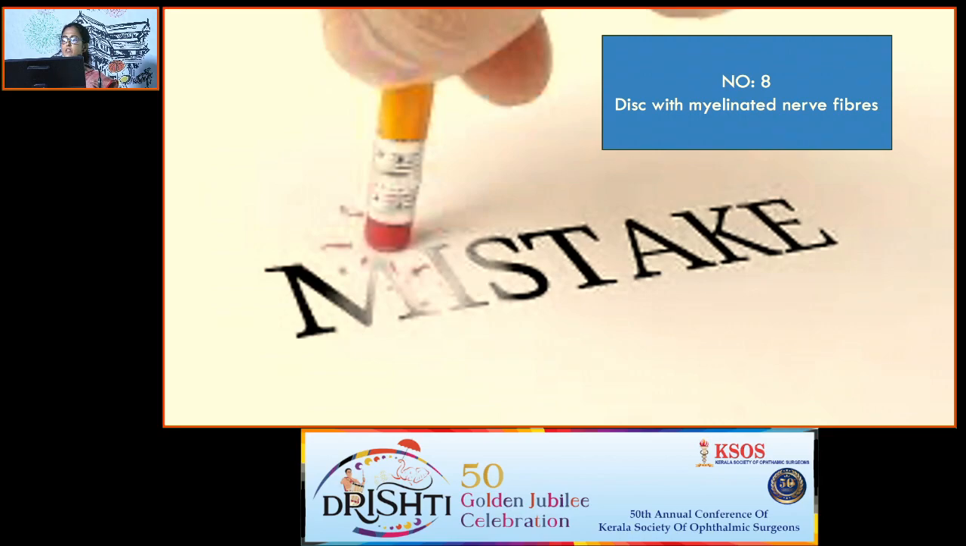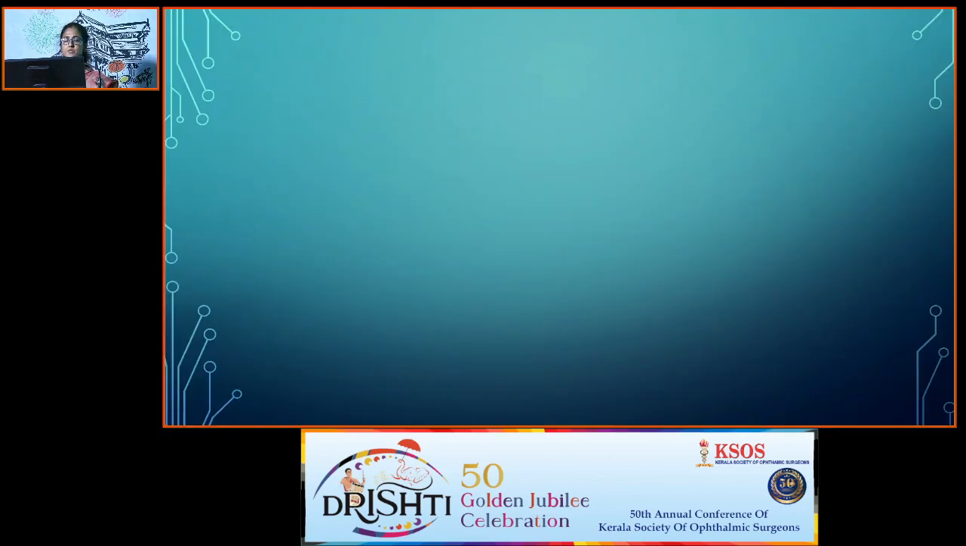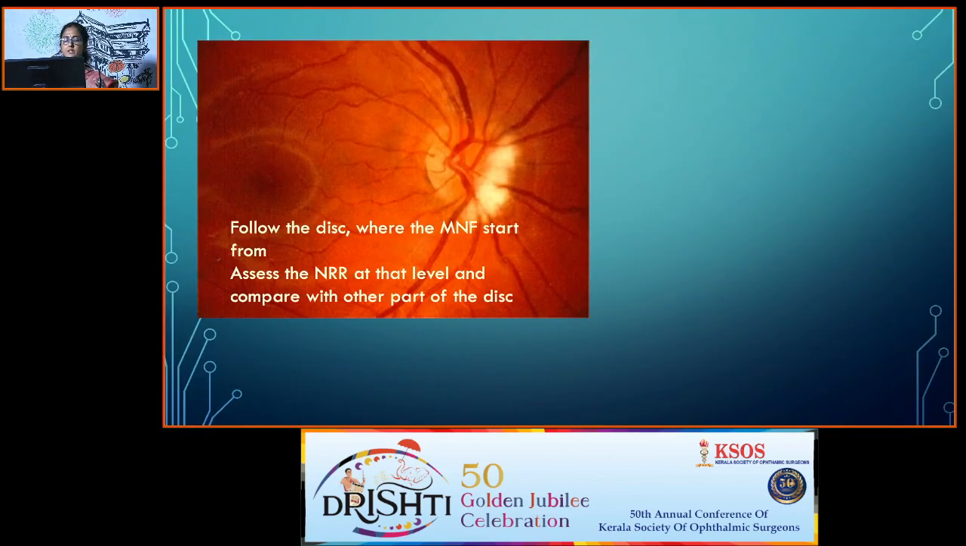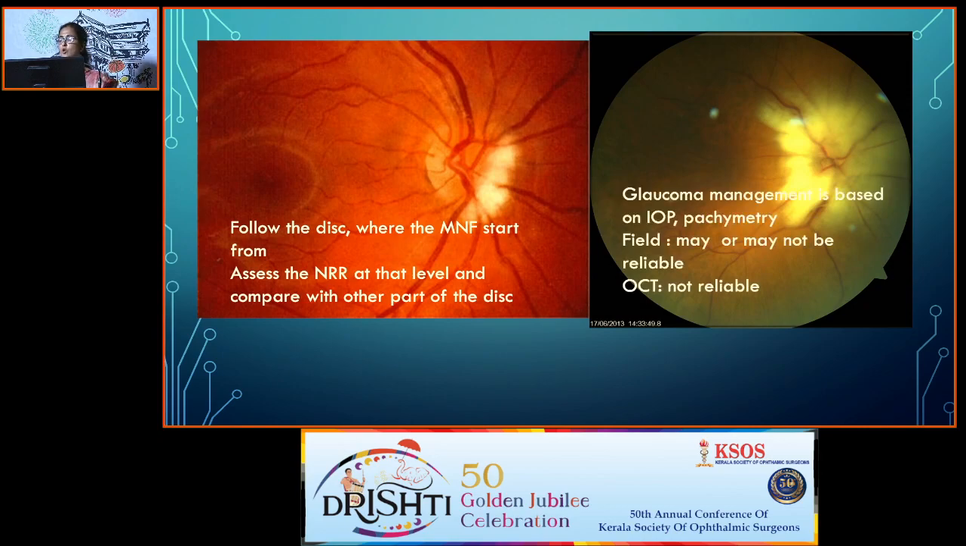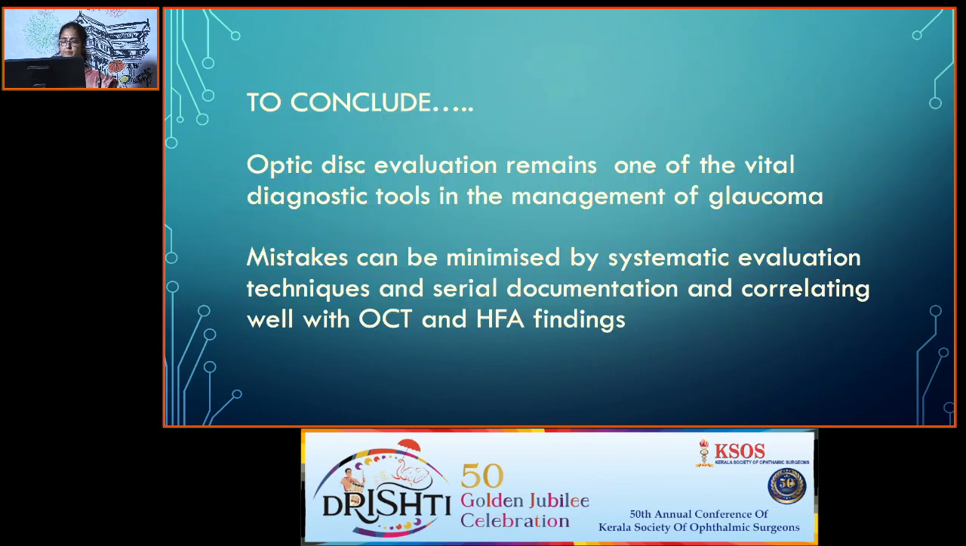Number 8, disc with myelinated nerve fibers. So here, follow the disc where the myelinated nerve fibers start from and assess the NRR at that level and compare with the other part of the disc. But suppose the disc is all around covered by the myelinated nerve fiber. There is no alternative. Glaucoma management is based on the IOP and the pachymetry. And the field also, it may or may not be reliable. OCT is not at all reliable.